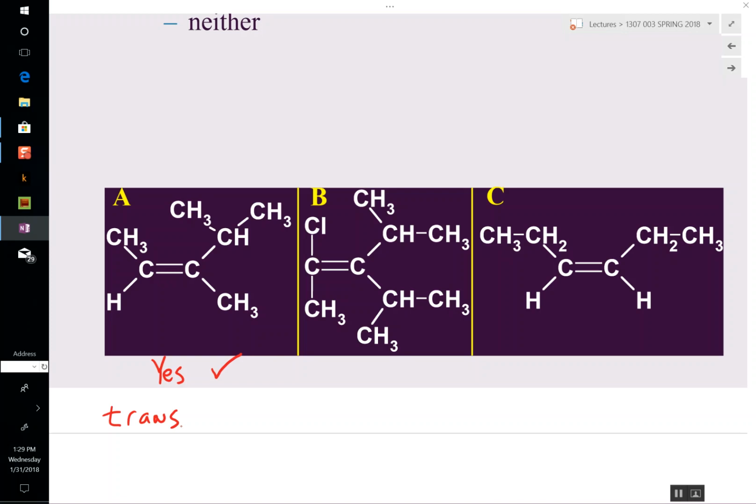Does this have 2 different things on it? Yes. Does that have 2 different things on it? It's either yes or it's no. It has things on it, but those things are identical. They're the same thing. That is the same as that.